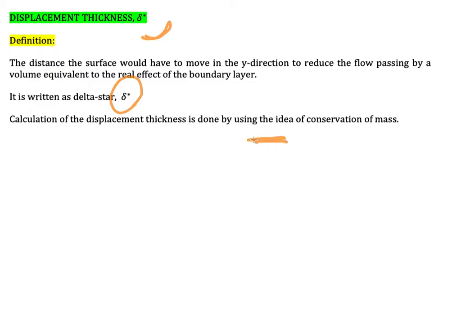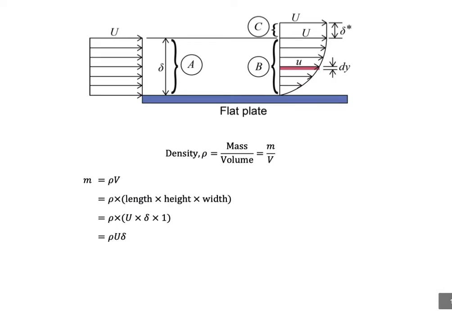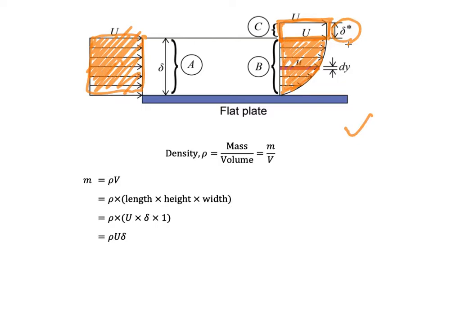Before we create our equation, we must make sure that the conservation of mass is fulfilled. Then we could determine the equation for delta star by using this idea. It means that the mass before it enters the flat plate must be equal to the total mass on the flat plate. Because the rectangular shape and this curved shape are not equal, we add an imaginary thickness here. The thickness is delta star.